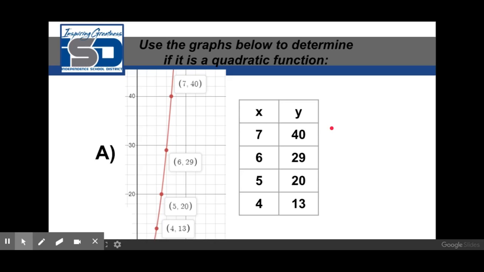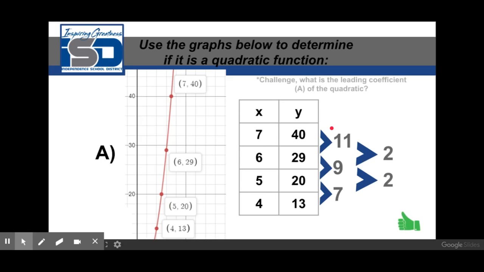So then you should have found the first difference. The first difference on this example is 11, 9, and 7. The second difference is 2 and 2. These match, so this is a quadratic function. So my challenge is for you to go ahead and find the A. You should be getting used to this, that if the second difference is 2, then our A is going to be 1.